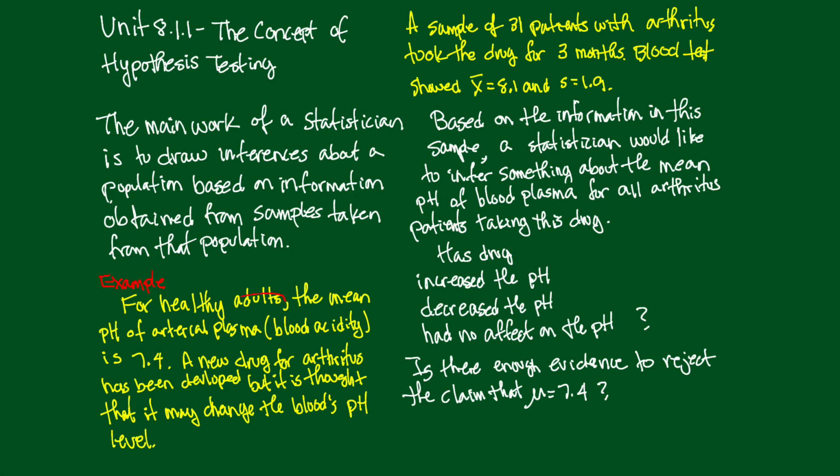Back here down to the very bottom, it says for healthy adults, the mean pH level was 7.4. Now, a new drug has been developed, but it's thought that it may change the blood's pH level. So it's just saying it's changed. It doesn't say if it increases or decreases. It just says it's changed.